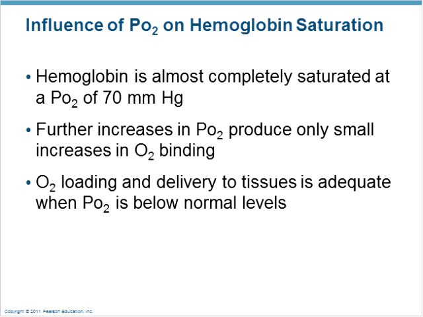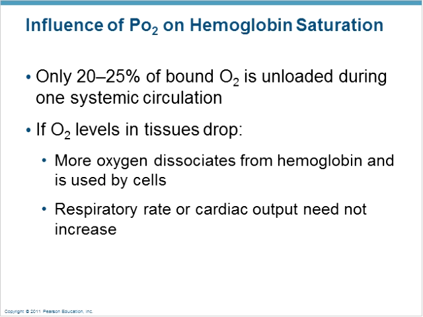The influence of PO2 on hemoglobin saturation. Hemoglobin is almost completely saturated at a PO2 of 70 millimeters of mercury. Further increases in PO2 produce only a small increase in oxygen binding. O2 loading and delivery to tissues is adequate even when the PO2 is below normal levels. So you can actually do okay even if it's low.